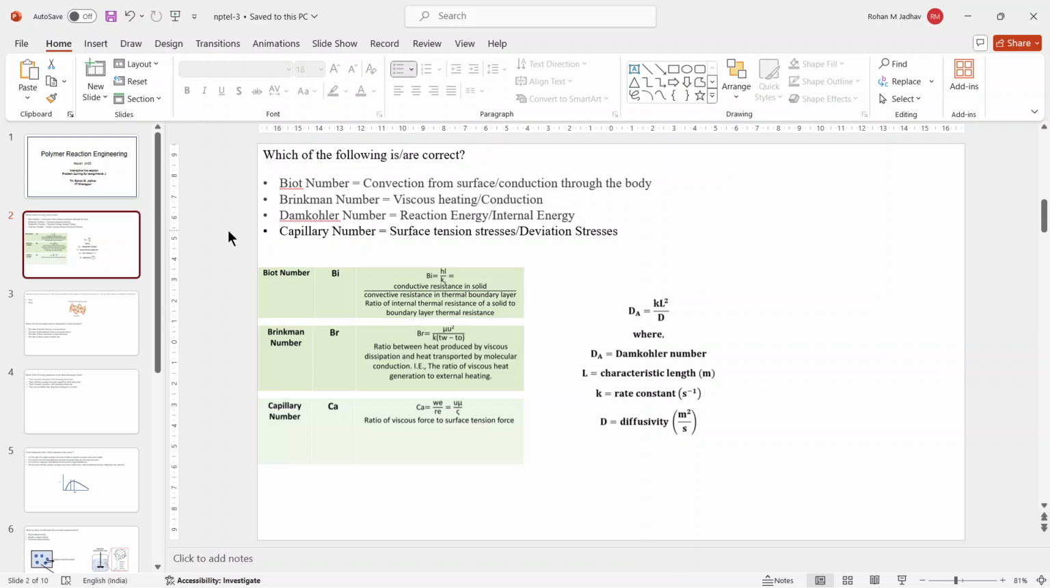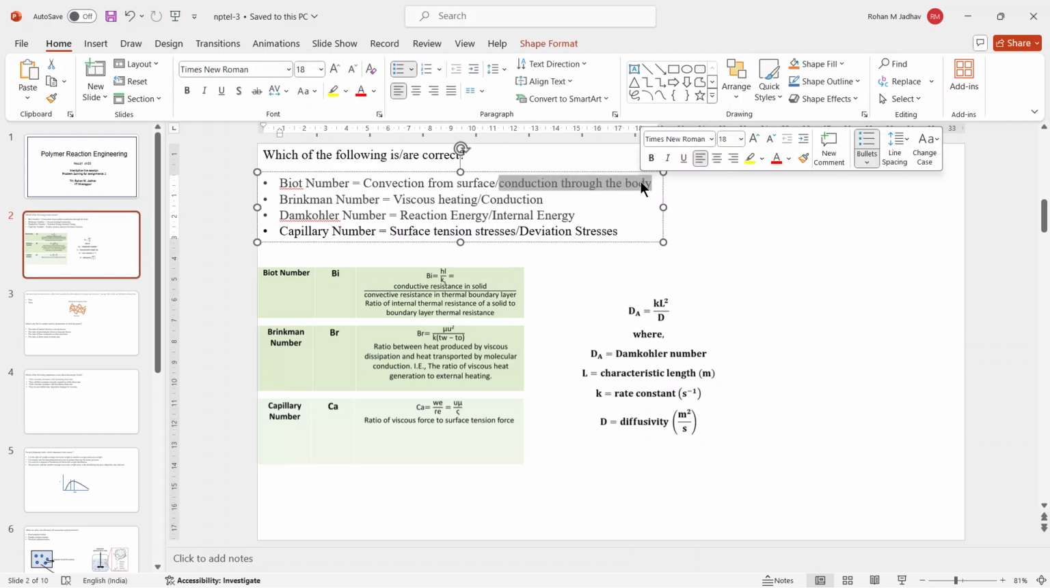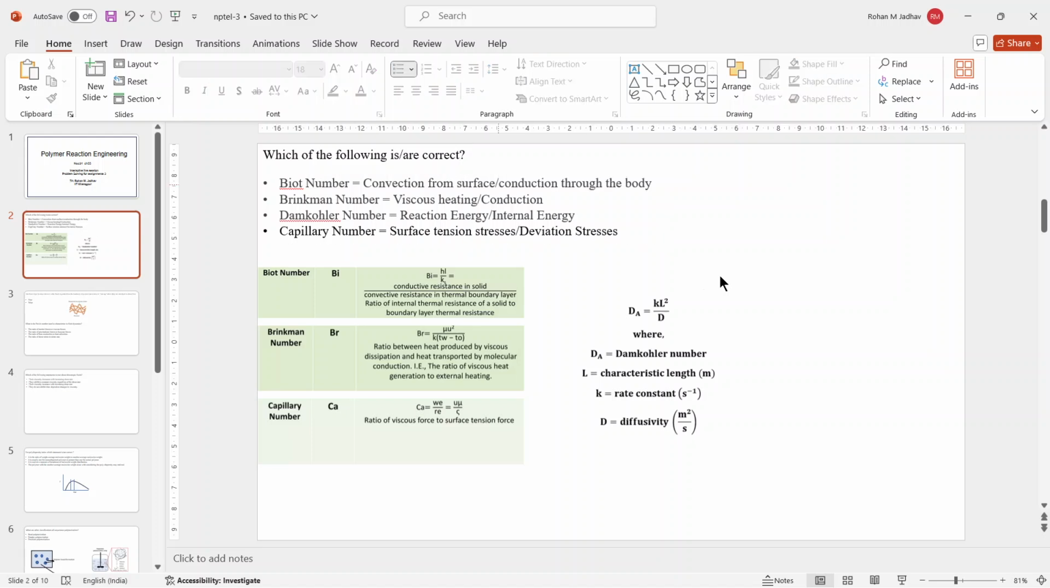So what's going to happen is the heat has to travel through the entire conduction zone inside the sphere. That is the conduction through the body, and then it will go out through convection. That is convection from the surface. The definition says conductive resistance inside the solid. In the numerator it's saying resistance in the solid, which means the conduction will be the reciprocal of it. And in the definition also, you have the conduction through the body in the denominator.